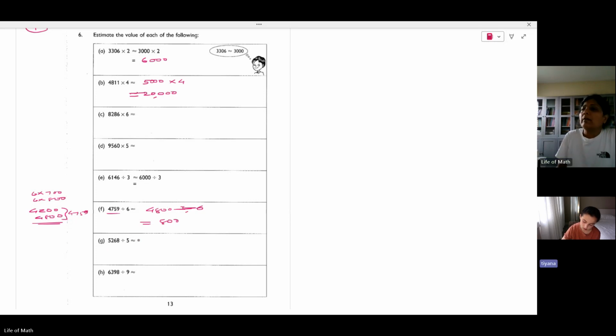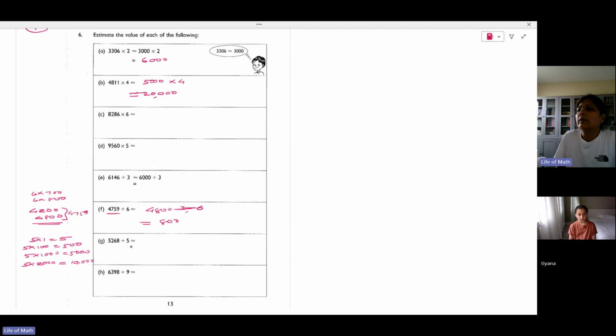G. 5,268. In a 5 timetable, what are the multiples of 5 in 1,000? 5 times 1 is 5, isn't it? So 5 times 100 will be 500, and 5 times 1,000 will be 5,000, right? 5 times 2,000 will be 10,000, isn't it?